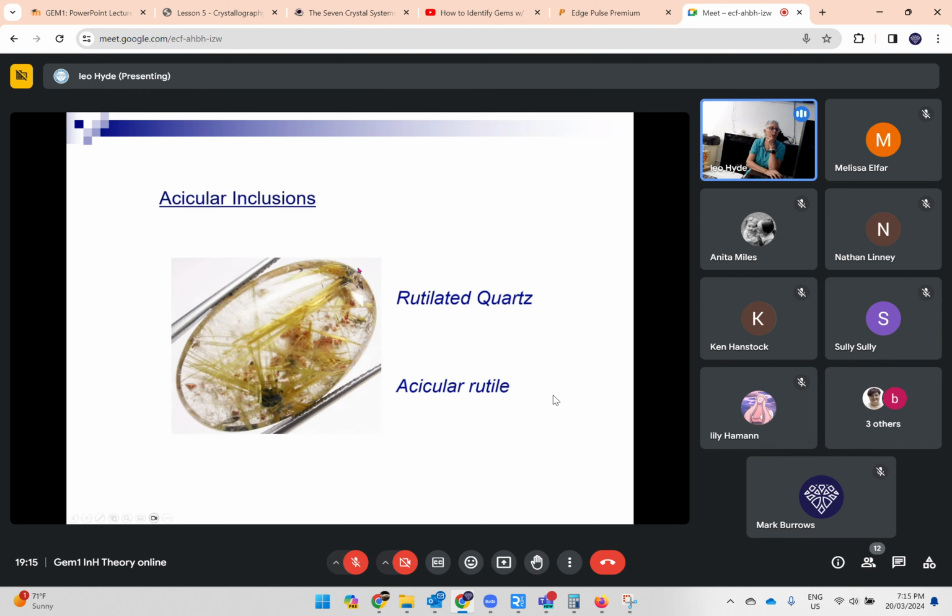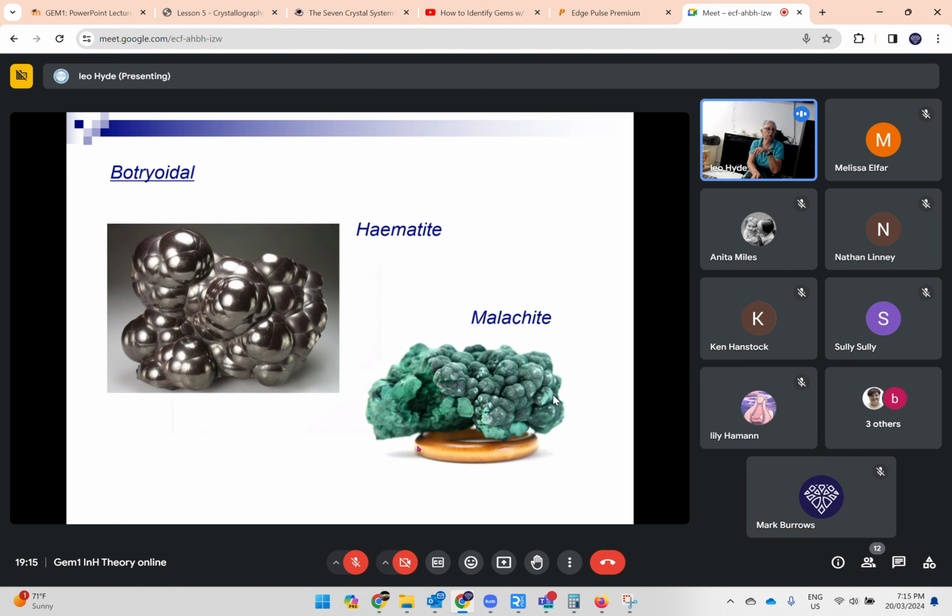So that's been a cabochon cut, and we've got rutile in there. So they are classed as acicular because they are needle-like inside. There's botryoidal, like a bunch of grapes. So again, it's crystalline on the inside.